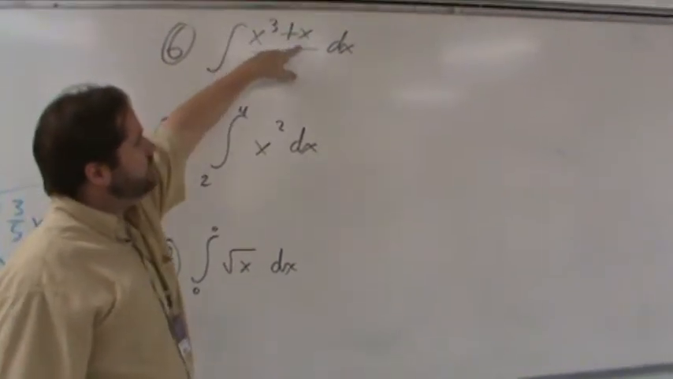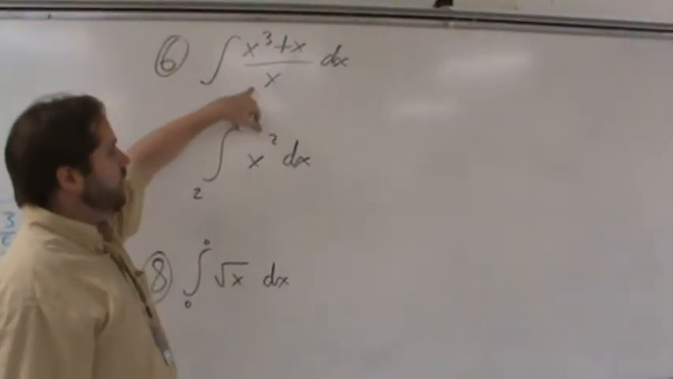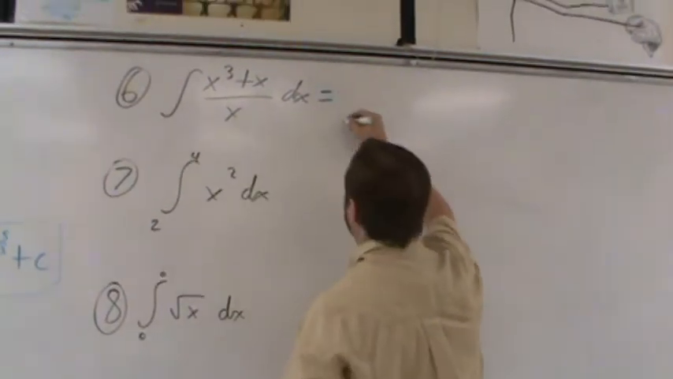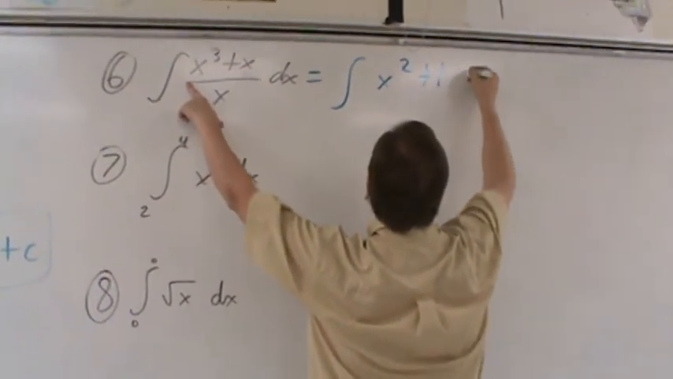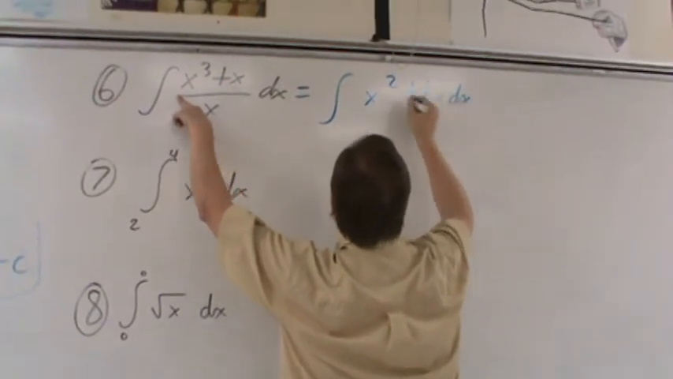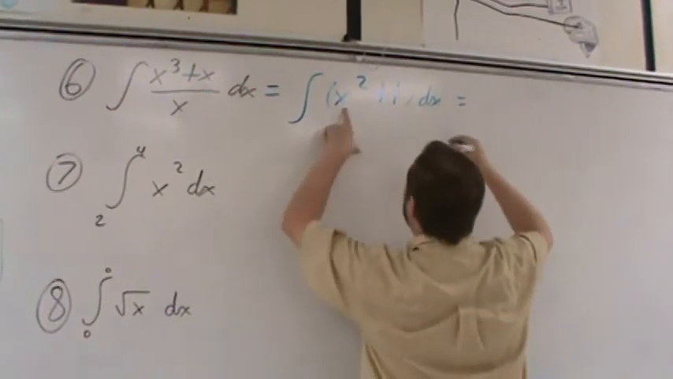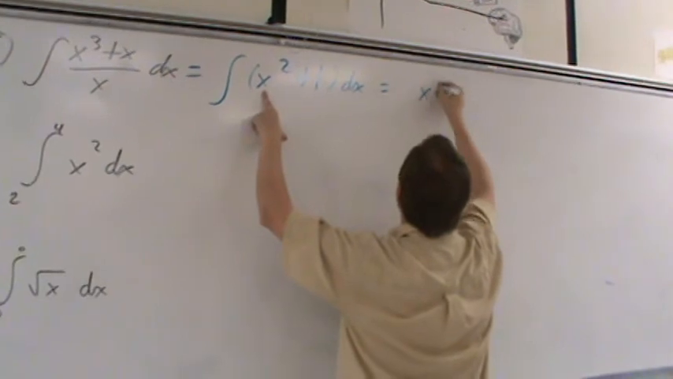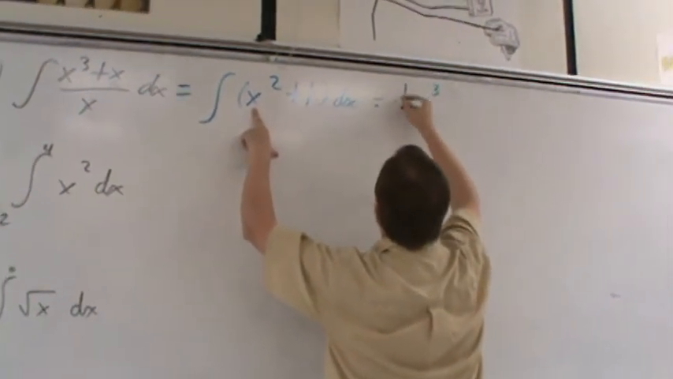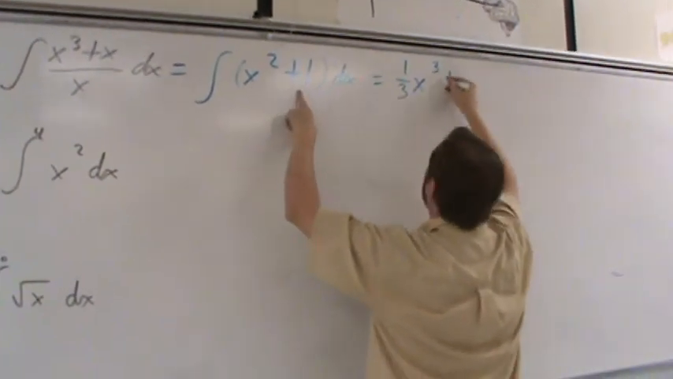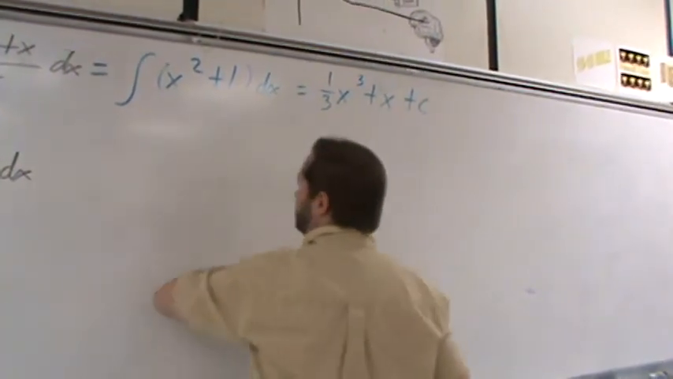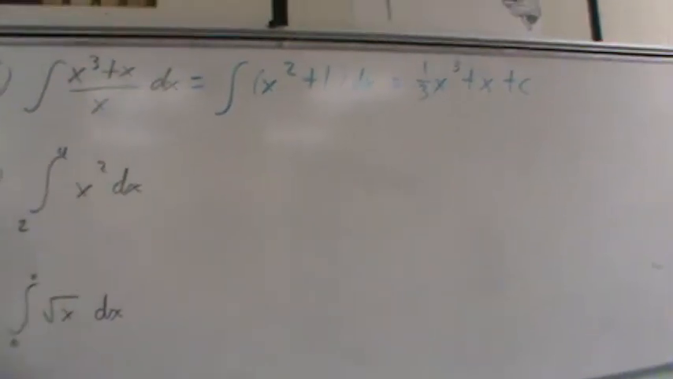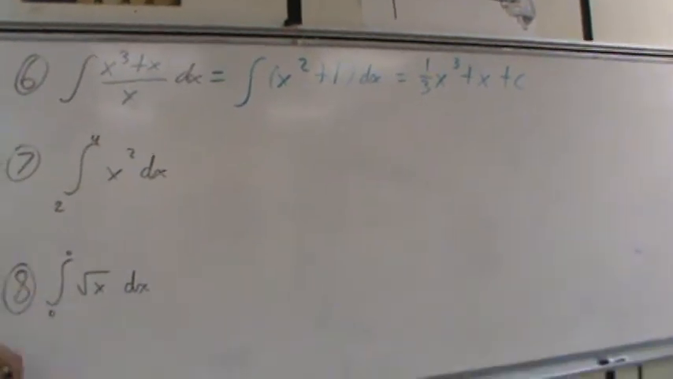Well, we've got x's in both terms in the numerator and an x on the bottom, so we can absolutely simplify this into the integral of x squared plus 1 dx. Integrating this yields, the x is going to take on a 3, we're going to have a 1/3 in the front, and this 1 turns into an x, add a c on the end. There's number 6.